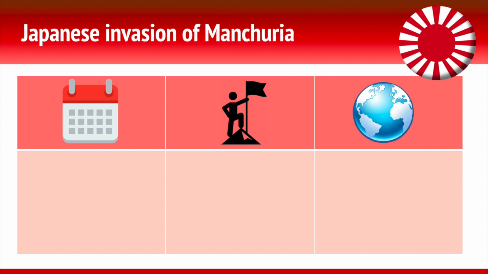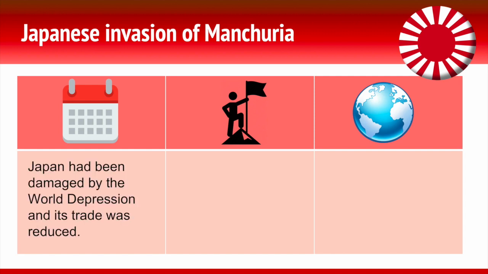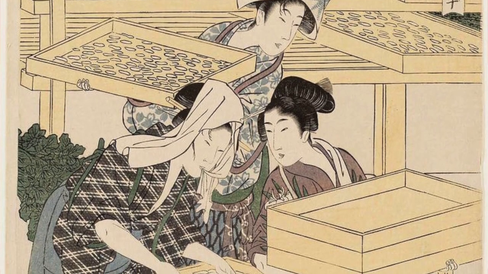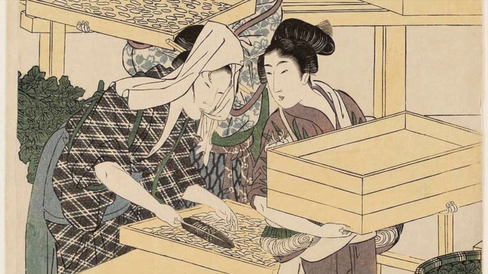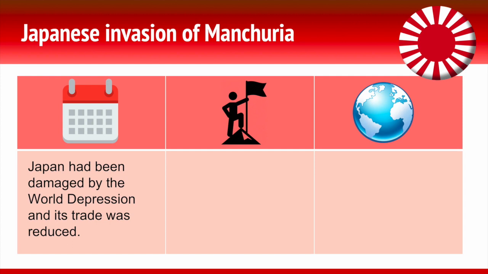Let's begin with the Japanese invasion of Manchuria in 1931. The important context of what happened is that Japan had been damaged by the World Depression and its trade was reduced during this time period. Japan had been very dependent upon its silk industry for trade, and that was one of the ways that they brought money into the country. Silk, however, was considered a luxury item. And one of the problems of the World Depression is that people just didn't have money to buy things like silk. And that put Japan in a situation where it no longer had hard money in order to trade for the things that it needed, its raw materials. I'm sure that you remember this from the discussion from our last video.